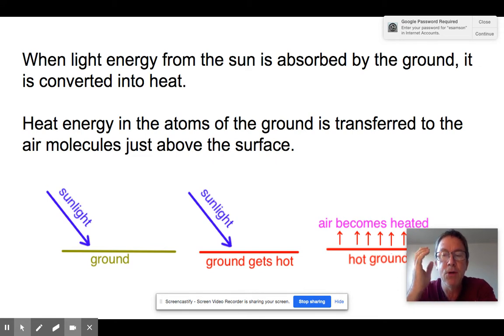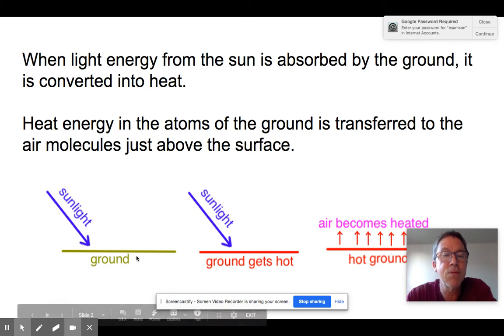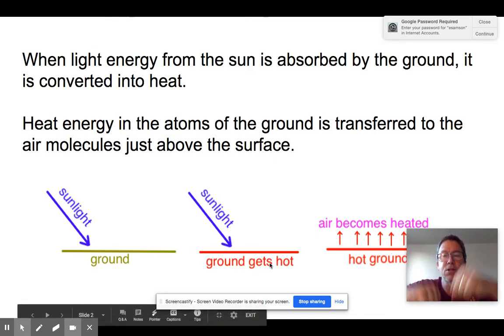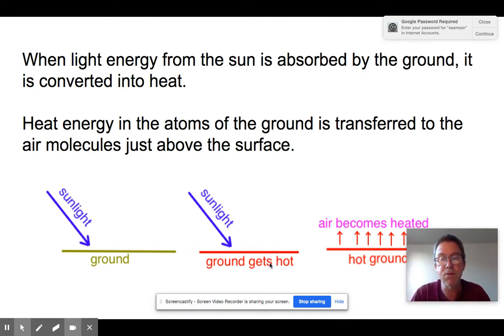Now remember, we can't create or destroy energy. So if energy comes in the form of sunlight and it then gets absorbed by the ground, now the ground has that energy. Well, how does that energy manifest itself? It manifests itself as thermal energy, heat. The ground gets hotter. So the sunlight transfers energy to the ground, and the atoms in the ground start shaking faster as a result of that.